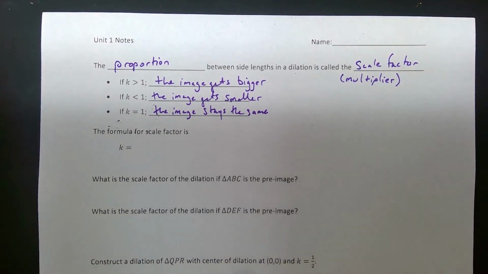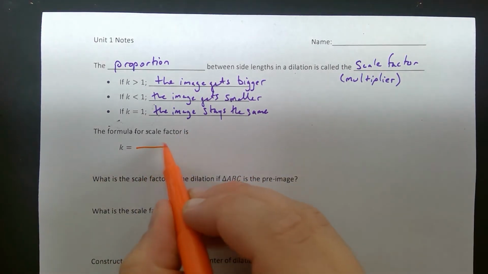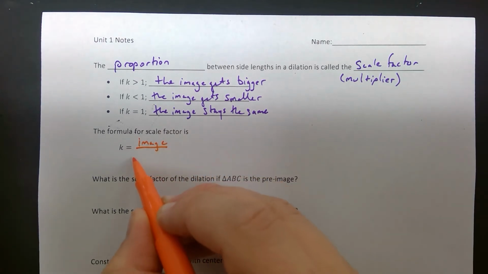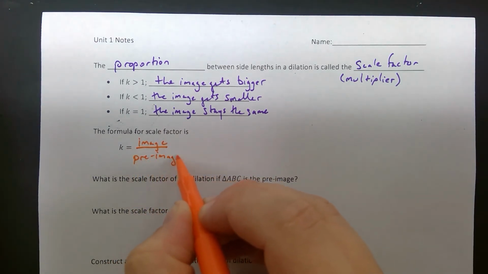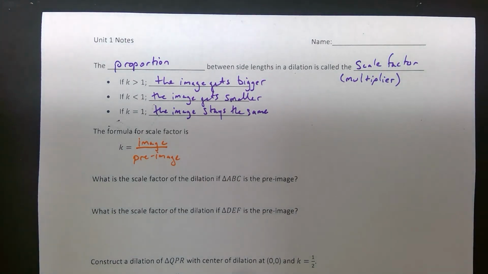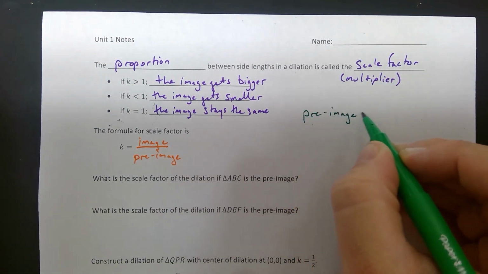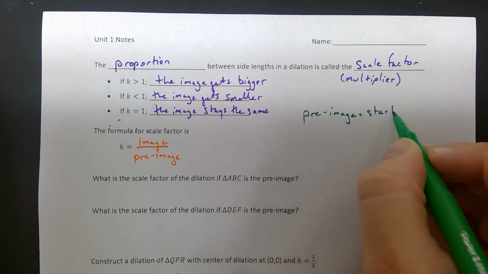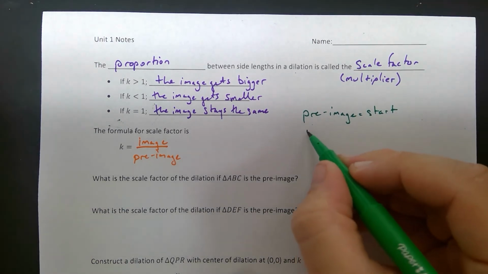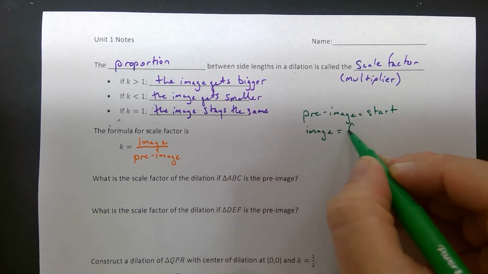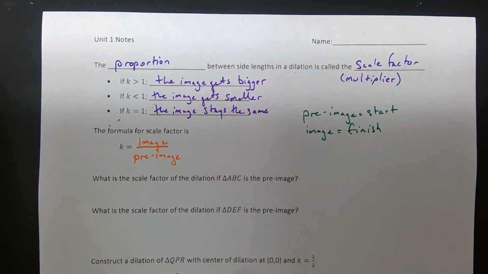So when we're looking to identify scale factors, sometimes we'll be told a scale factor, but other times we have to find a scale factor. We have to use our formula of image over pre-image. Okay, so we'll do a quick tangent here to remind ourselves of image and pre-image. So if you know image and pre-image, you don't need to write this down. The pre-image is where you start. The image is where you finish. So where are we at the end?